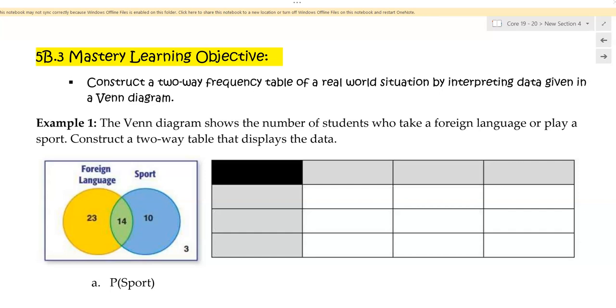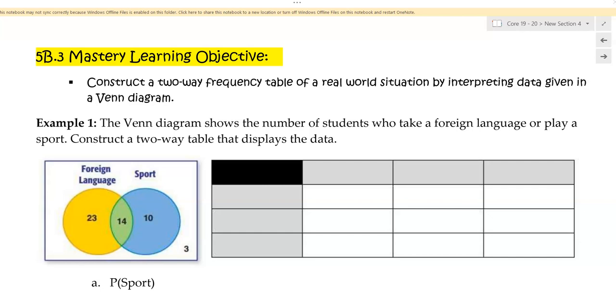All right, we are now looking at 5B.3. Our master learning objective is I can construct a two-way frequency table of real-world situations by interpreting data given in a Venn diagram. Okay. So a Venn diagram, you might have seen one before, right? It's the circles where they cross each other.